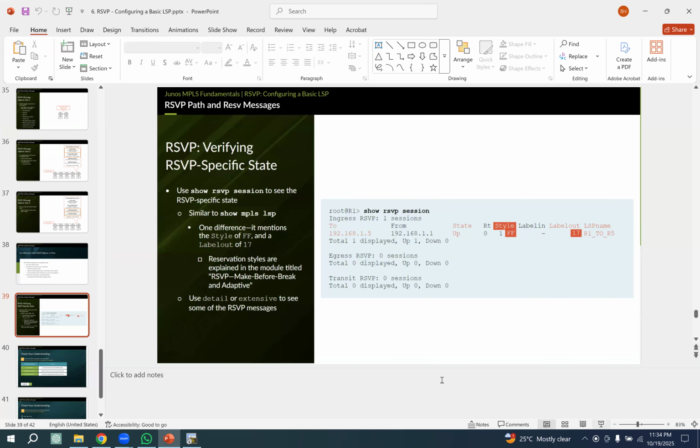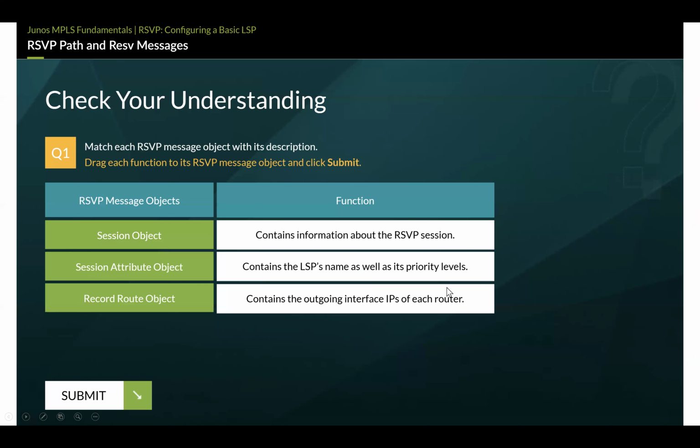Okay, so this is the verification. The RSVP message objects are as follows. The session object contains information about the RSVP session. The session attribute object contains the LSP name as well as its priority level. The record route object contains the outgoing interface IPs, that means the next hops.